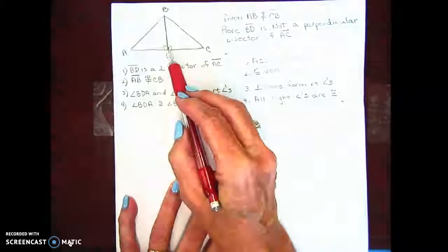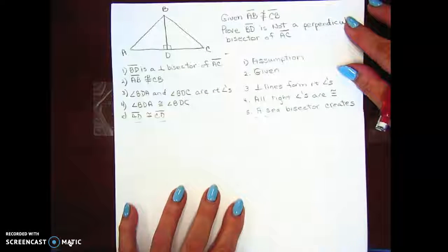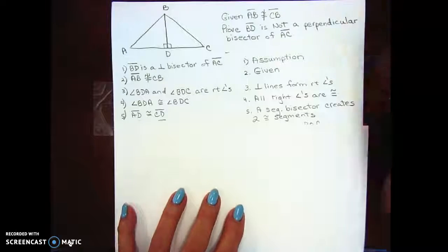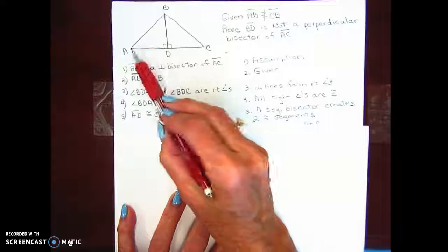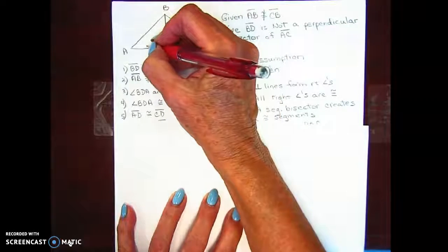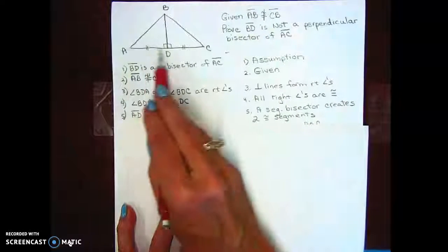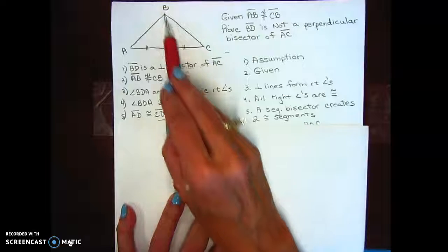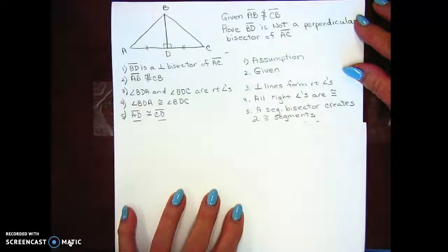So now I've got this. Now let's address the bisector. If BD is a bisector of AC, then I know that this equals that. So AD is congruent to CD because I was told this is a segment bisector. A segment bisector creates two congruent segments.